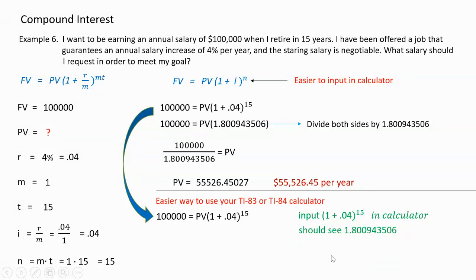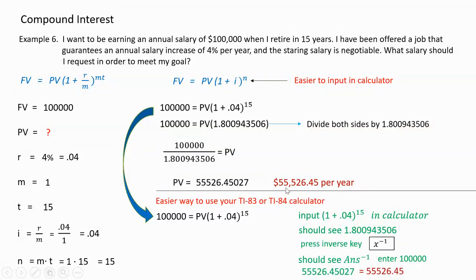Now, right, you're going to hit the inverse key. Once you press the inverse key, this is what you will see in the calculator: Answer to a -1. Then you're going to enter 100,000, and it gives you the answer. So this is your answer, guys, 55,526.45027. So you see, we got the same answer. And in this way, it's an easy, steady flow, okay? But you have to know that you need to use the inverse key.